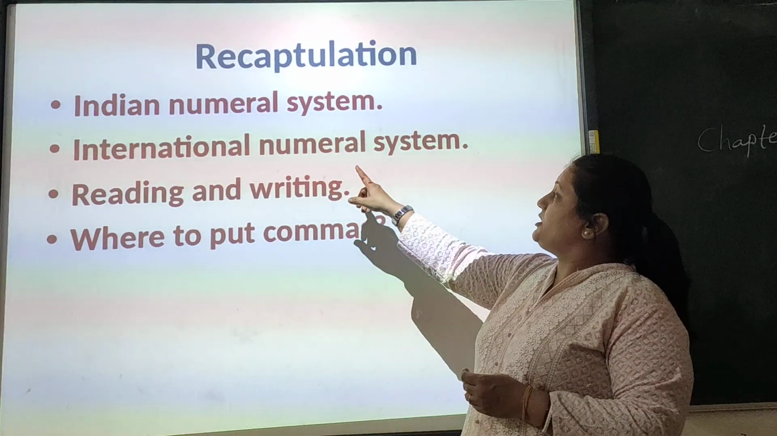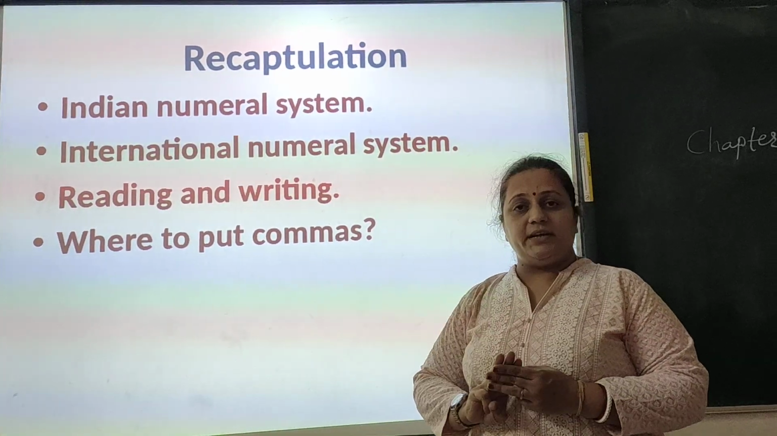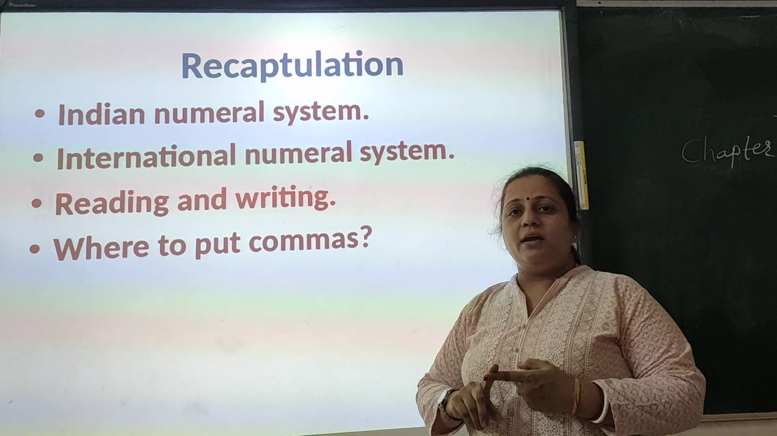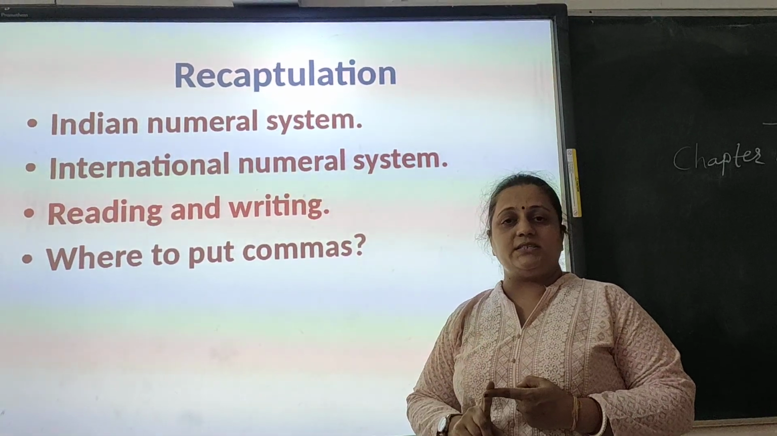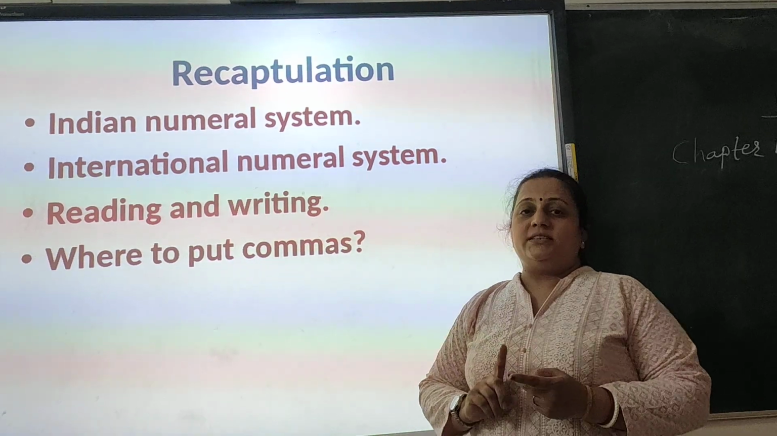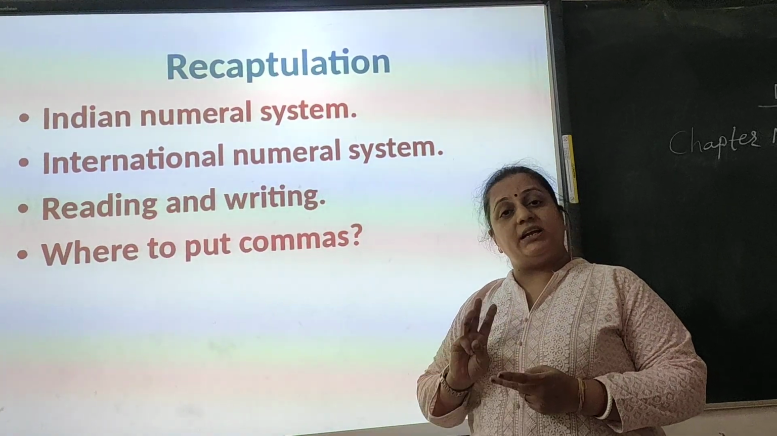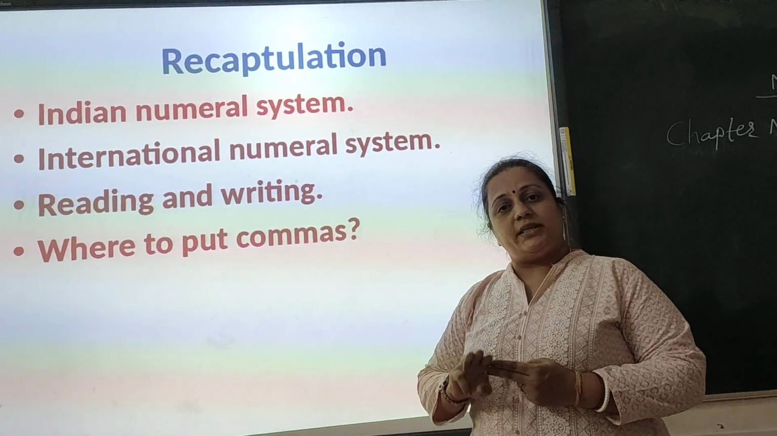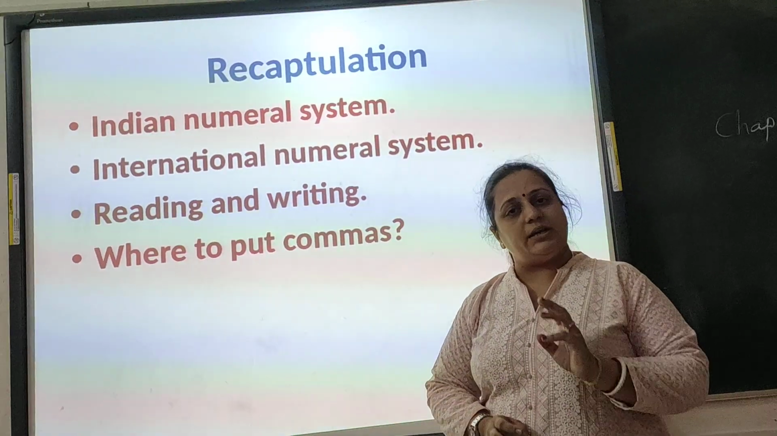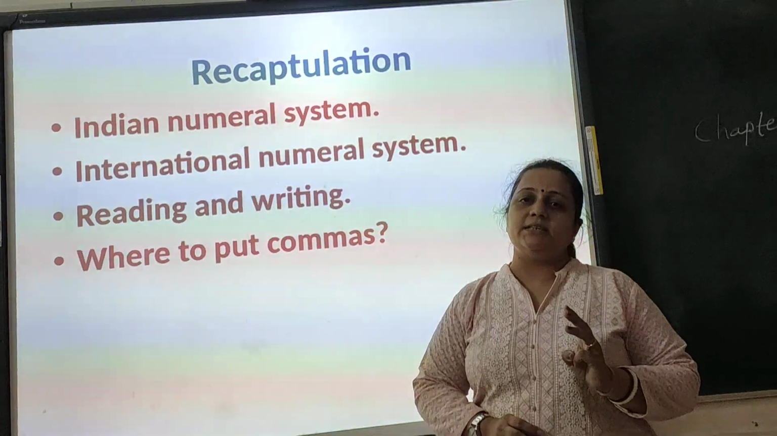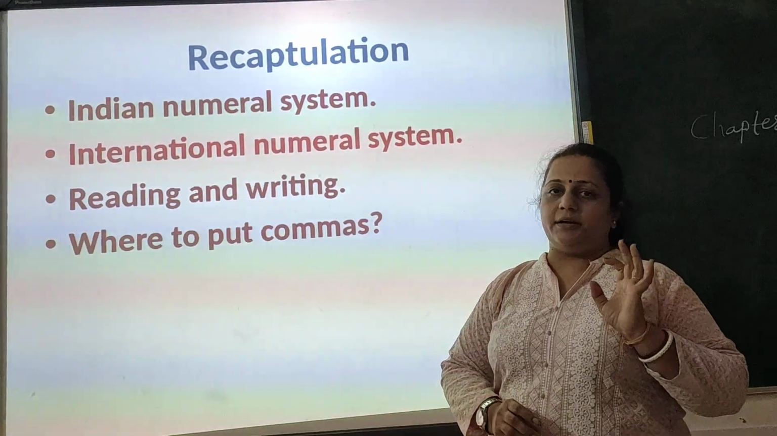Then in the international numeral system we have seen 3 periods. First period is the same, ones period, as in the Indian numeral system, there are 3 places: ones, tens and hundred. Second period is thousands period. There are again 3 places: thousand, 10,000 and 100,000. And third period we have seen is million period. There are again 3 places. Which 3 places? Million, 10 million and 100 million.